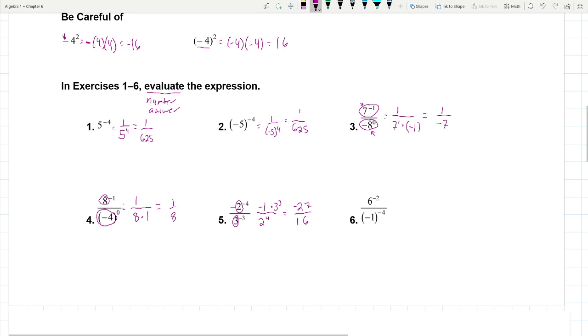All right, number 6. Looking at my bases, I got 6, and I got negative 1, so they're going to be evaluated separately. So I have 1 over 6 squared. Now I'm going to do the negative 1 to the negative 4th, so times negative 1 to the 4th. The easy one is 6 squared, that's 36. And then negative 1 to the 4th is positive 1, times 1 is 1.